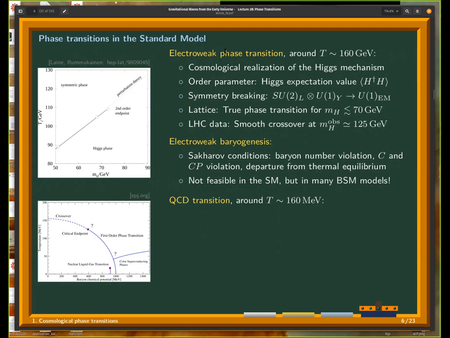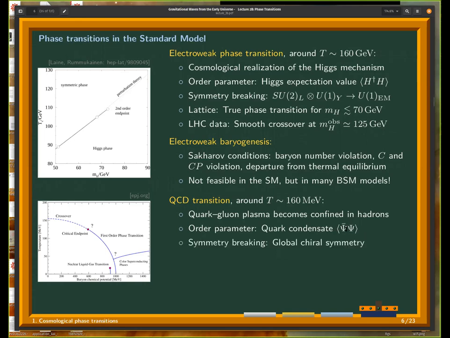Okay, let's also have a brief look at the other phase transition predicted by the standard model, namely the QCD phase transition, which happens at temperatures roughly a factor 1,000 smaller, so at temperatures around 160 MeV. If the reheating temperature of the universe is large enough. And during that phase transition, the quark-gluon plasma becomes confined in hadrons. And the order parameter is the quark condensate, this product of two quark fermion fields, psi bar psi. And if that obtains a non-vanishing value at the time of the QCD phase transition, it will also break a symmetry, namely the global chiral symmetry of QCD.